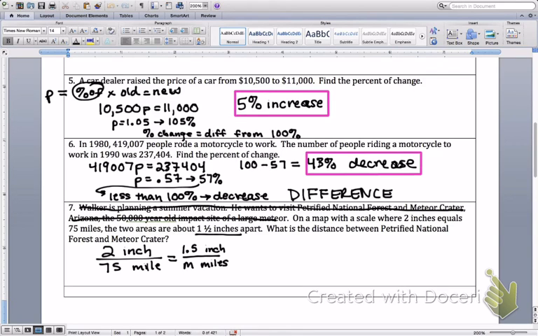Cross multiply and solve. 75 times 1.5 equals 2m. 75 times 1.5 gives us 112.5, and that's equal to 2m. Divide both sides by 2, and we get m equals 56.25, and we're talking miles.